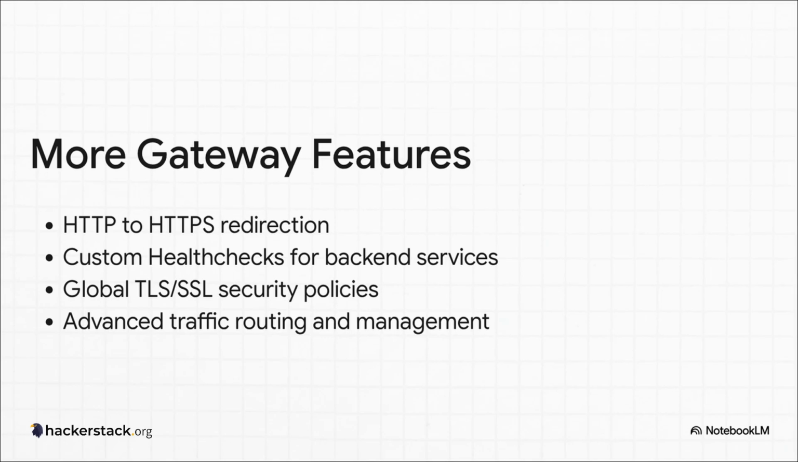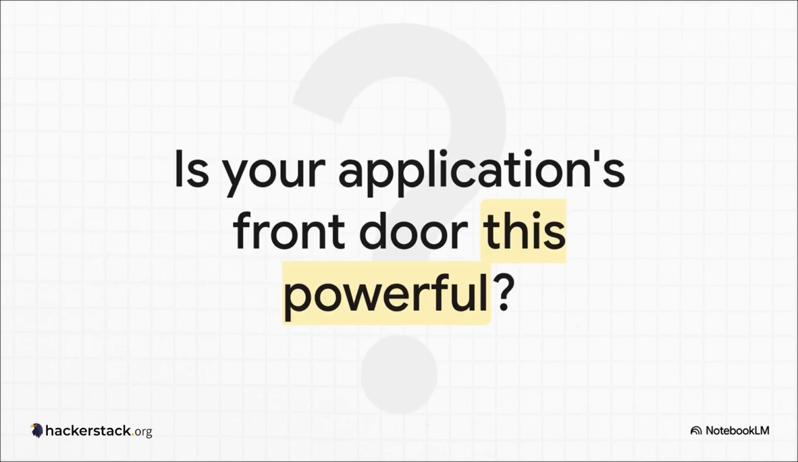You want to define super specific health checks for your app so the load balancer knows when it's unhealthy? There's a policy for that too. You can manage global security settings, advanced traffic splitting for canary deployments. The list just goes on and on. So I think the takeaway here is pretty clear. The Gateway API isn't just some small update to Ingress. It's a massive leap forward.